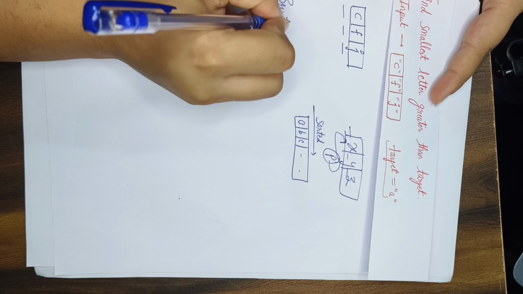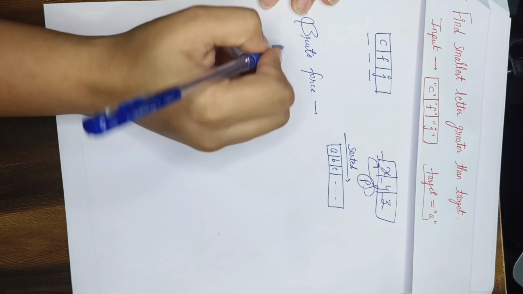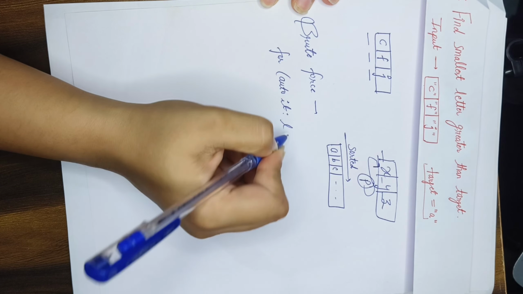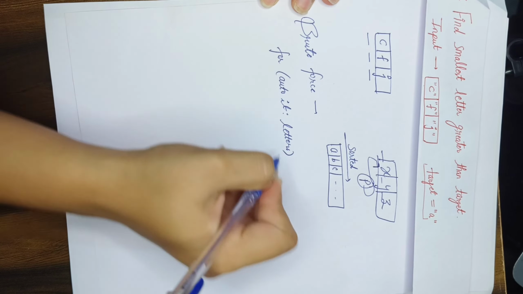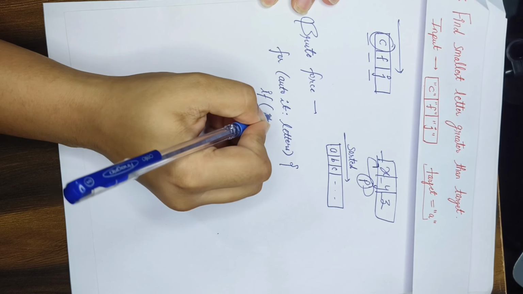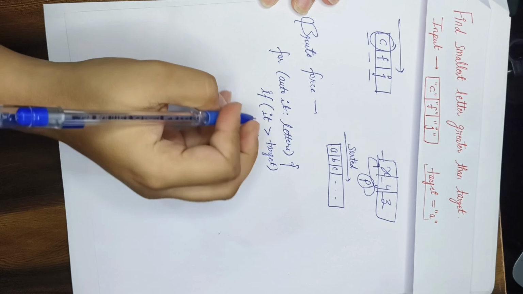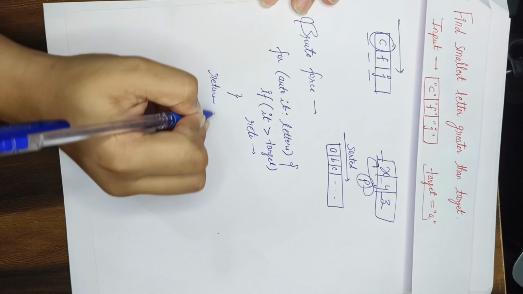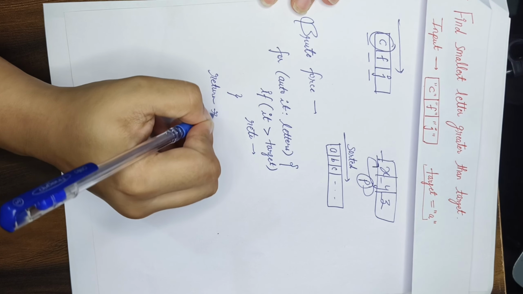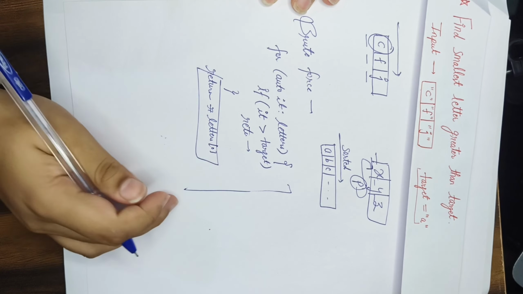The first solution will be brute force. In brute force, what can we do? Simply traverse the whole letters array. If an element is greater than the target element, simply return it. Otherwise, the question has a condition that if no element is found, then return letters of 0. So this can be the pseudo code.